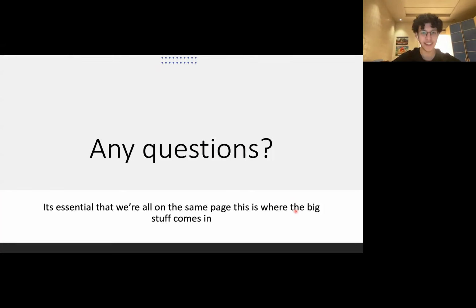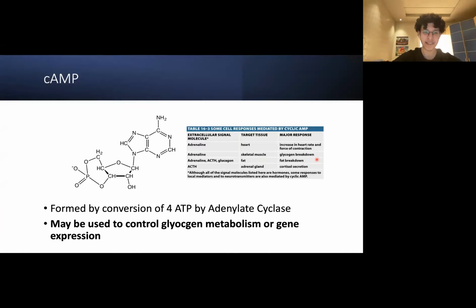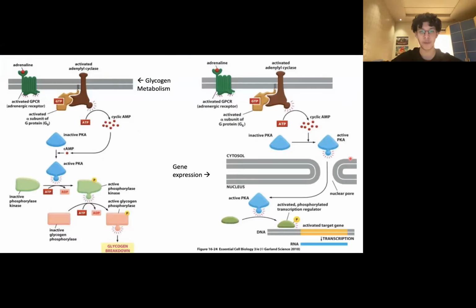And then, okay, so let's talk about cyclic AMP. Nothing on the slide is important besides what I have in bold. You may use cyclic AMP to control glycogen metabolism or gene expression. Why is this important? Because I'm just going to give myself a mini drum roll. This right here. I believe this is what makes people hate the lecture. At least this is one of the things that made myself hate this lecture. So that's okay.